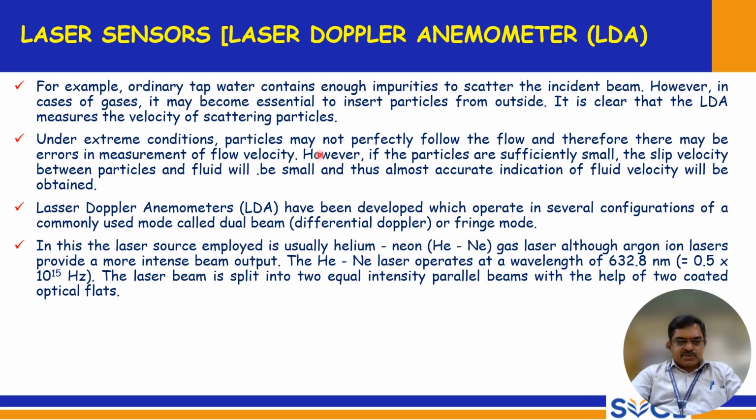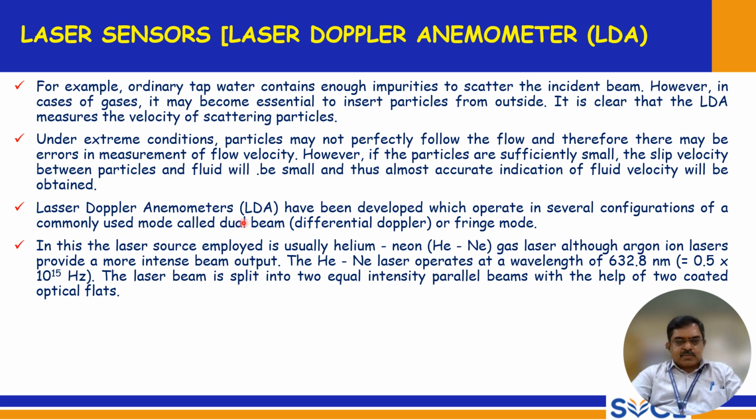Under extreme conditions, particles may not perfectly follow the flow, and therefore there may be errors in measurement of flow velocity. However, if the particles are sufficiently small, the slip velocity between particles and fluid will be small, and thus an almost accurate indication of fluid velocity will be obtained.